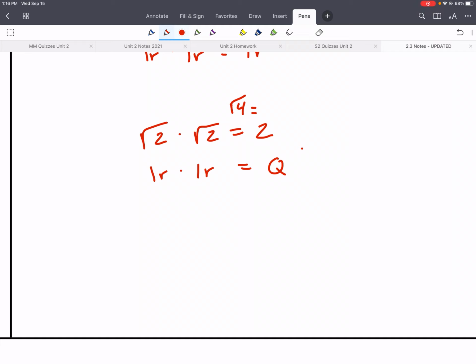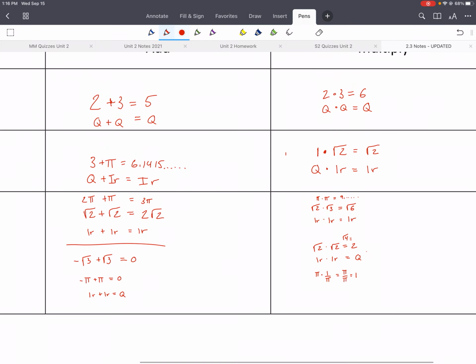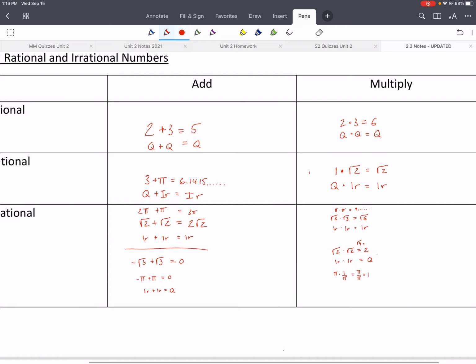Another example could be something like pi times 1 over pi. Those are both irrational numbers, but when you multiply, you get pi over pi, which is just 1. So those are some examples. You will have something like this on your homework review and test. Be prepared to come up with some examples.